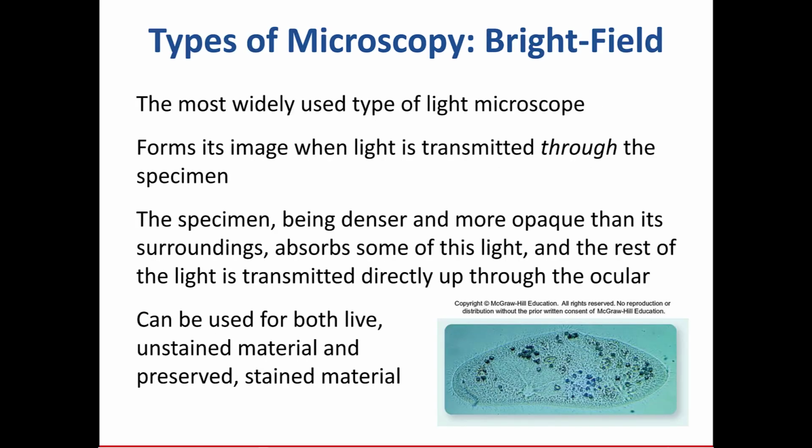The types of microscopy: bright field is the most widely used type. It forms when light is transmitted through the specimen, so we're using bright field. The specimen, being denser, more opaque than its surroundings, absorbs some of the light, and the rest of the light is transmitted, so we see the contrast between the two. This is for both live and stained specimens and whatever.